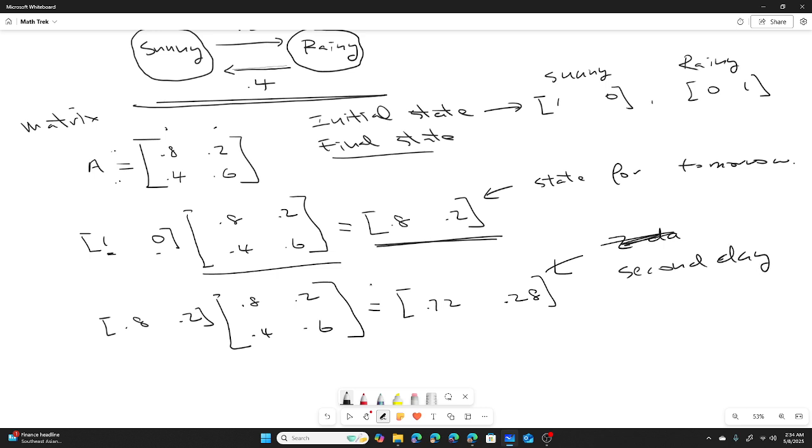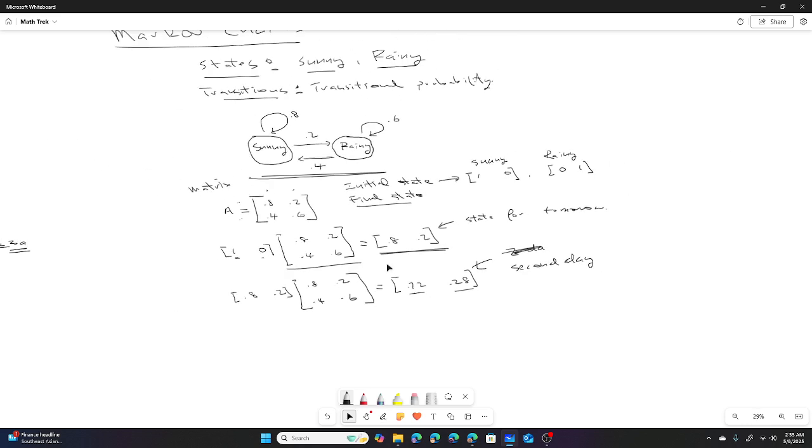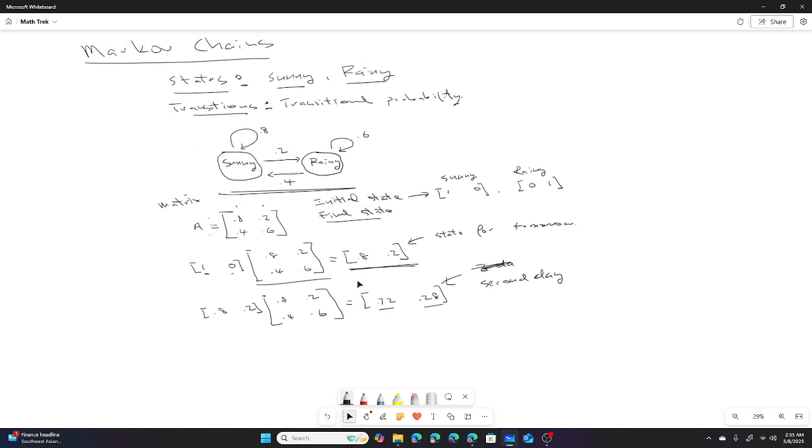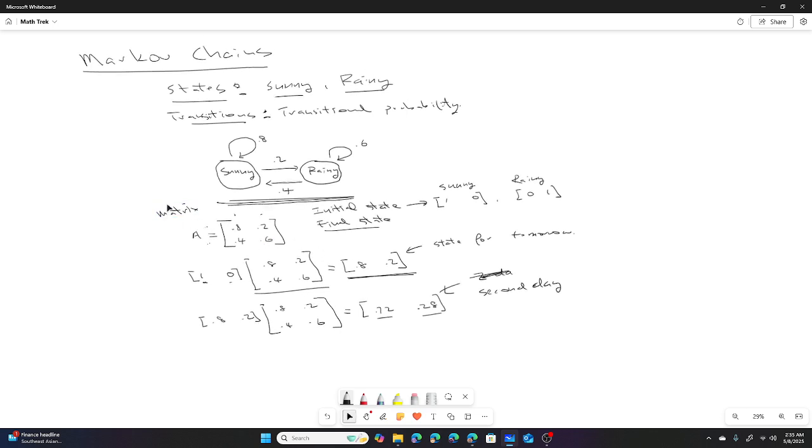What this shows is that there is a 72% chance the second day is going to be sunny, and a 28% chance that the second day is going to be rainy. Pretty cool, huh? All of this just emanates from this simple little diagram. So this is a basic introduction to Markov chains.